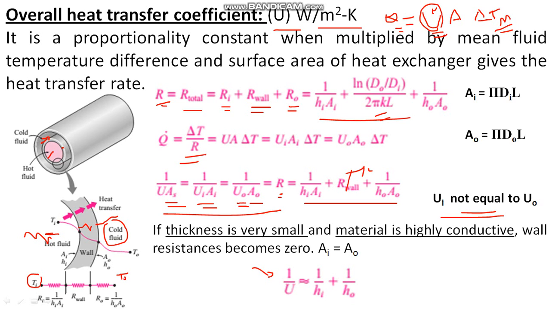This is very important, because in the lab we use this: 1 by U is equal to 1 by h i plus 1 by h naught. This is generally for very small thickness tubes and highly conductive material. This is very important. From this you can find U. So now we can go for one sum. Okay, thank you.